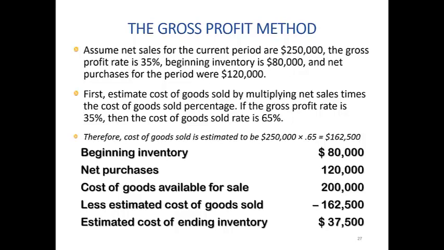We want the cost. And you could also do 35% of 250,000 and then subtract that figure from 250,000 to get the 162.5. But it's just easier to go ahead and convert your percentage to the cost percentage by subtracting it from 100 and getting 65% and then apply that to the 250,000. So that means our cost of goods sold is 162.5, which leaves us with an ending inventory of 37.5. We had 200,000 to sell. We sold 162.5, so our ending inventory is 37.5.